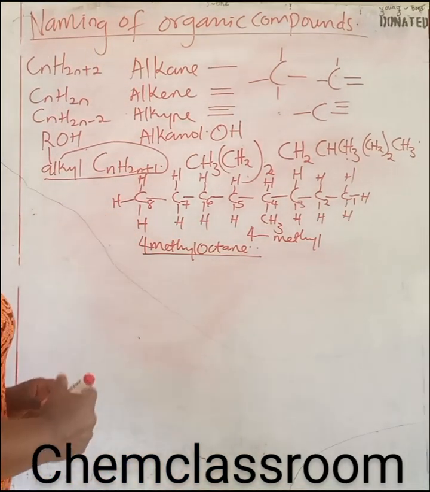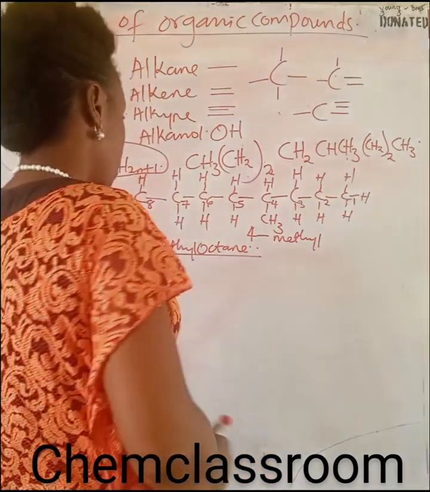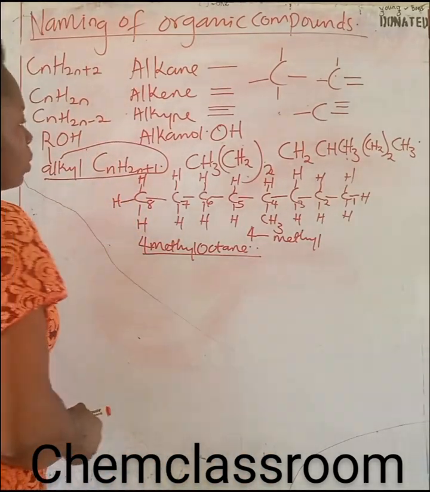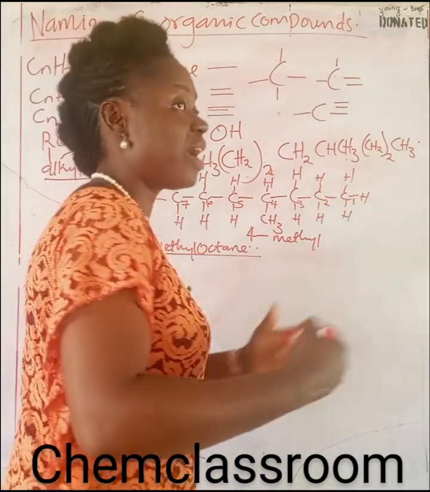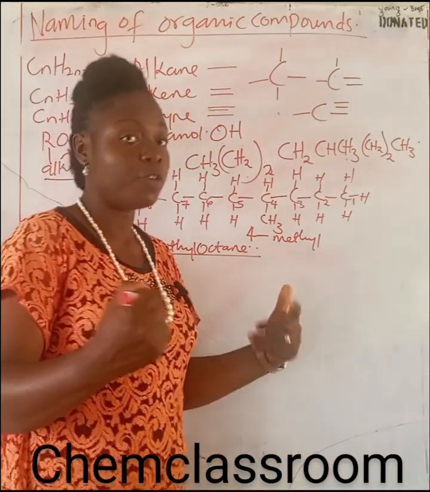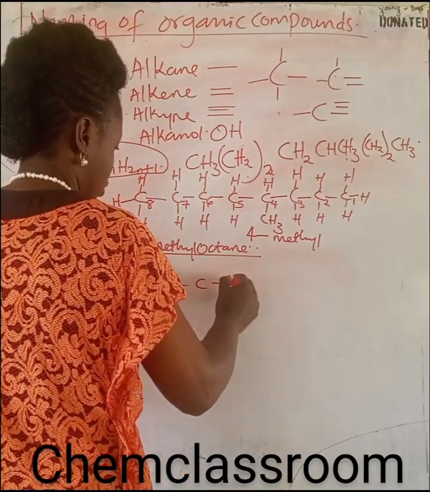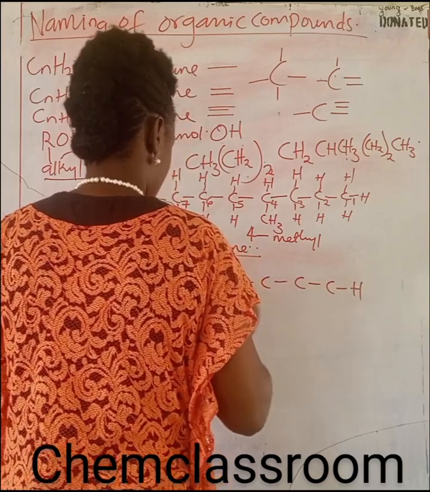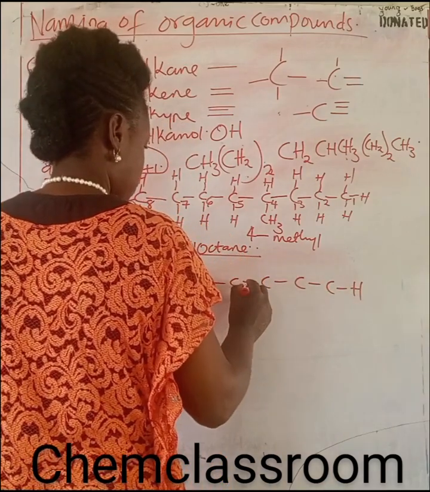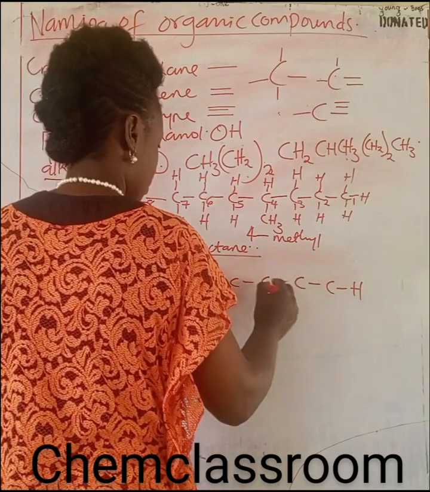Perfect. So now I'm going to do another structure that has the double bond, and you will see how the naming is going to take place, because we're actually going to give preference to the position of the double bond. So we have something like this. I'll just carve out a structure here.